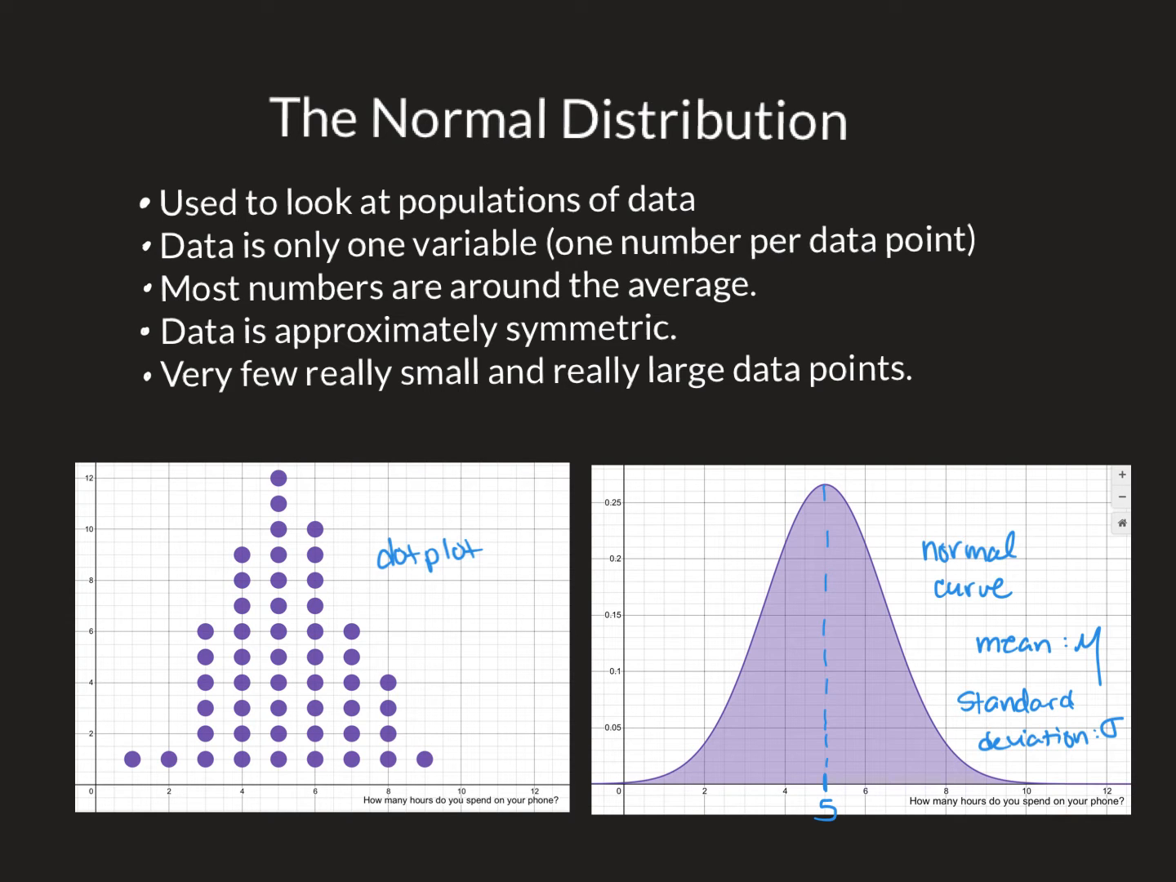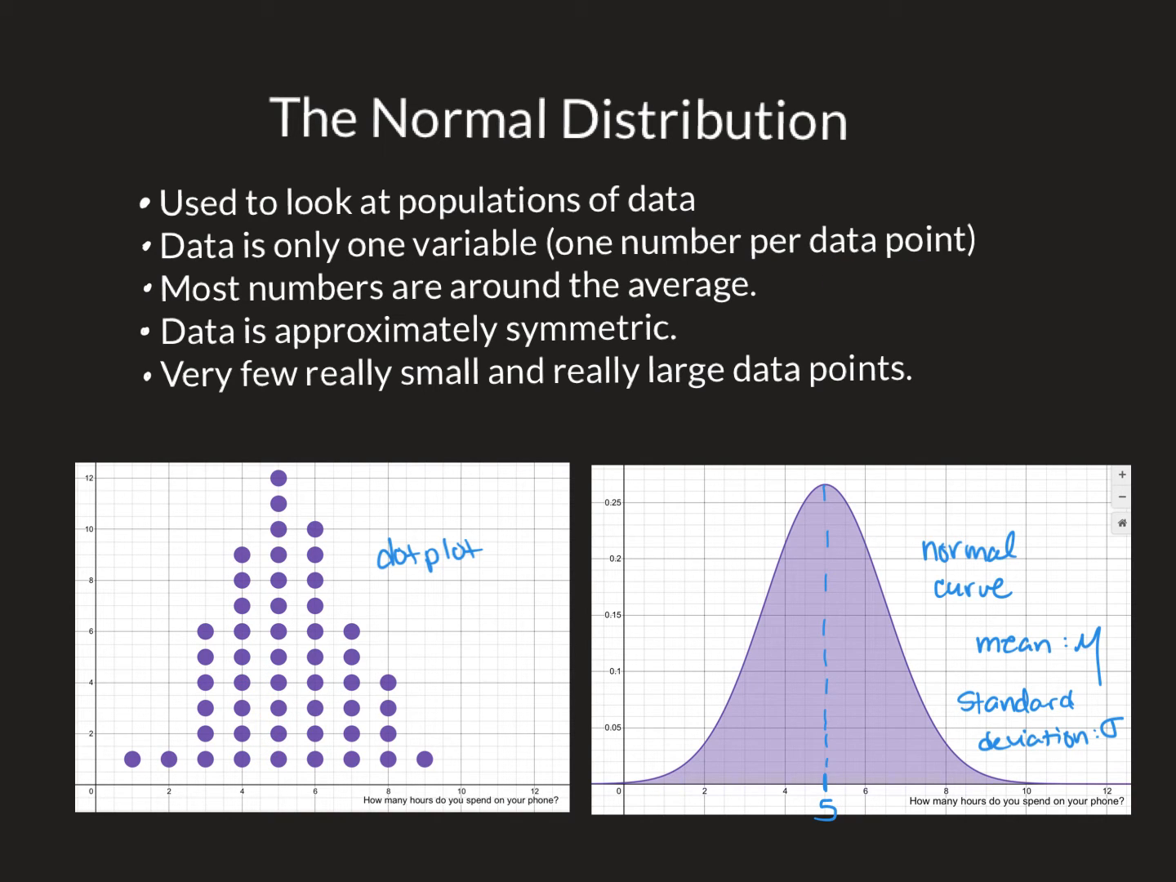And what do we use this for? We use it to look at populations of data, and this is a good example: how many hours do you spend on your phone. The population is all of the people that we asked. But note, the data is only one variable. There's only one number per data point. So this is not a scatter plot.